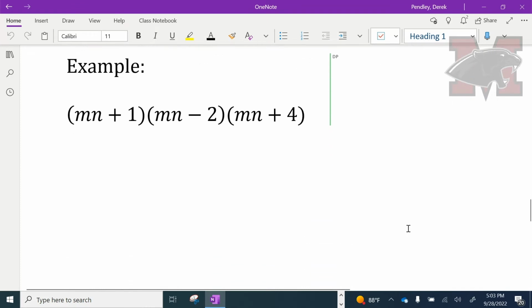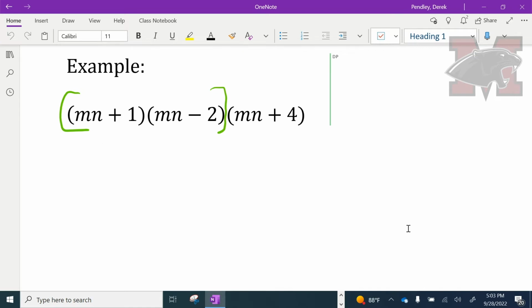All right, so let's look at another example. Now, you can have multiple polynomials multiplied together. There's no end to this, and you just take it one step at a time. So the only thing I'm going to look at is the first two. I'm going to do that first, and then I'm going to multiply the other way.